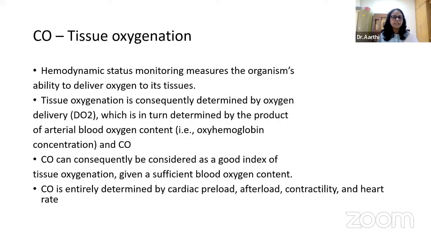So hemodynamic status monitors measure the ability of the organism to deliver oxygen to the tissues. Tissue oxygenation is consequently determined by oxygen delivery, which is in turn determined by the product of arterial blood oxygen content and the cardiac output. So cardiac output can consequently be considered a good index of tissue oxygenation given a sufficient blood oxygen content. Cardiac output is determined by the preload, afterload, contractility, and heart rate.